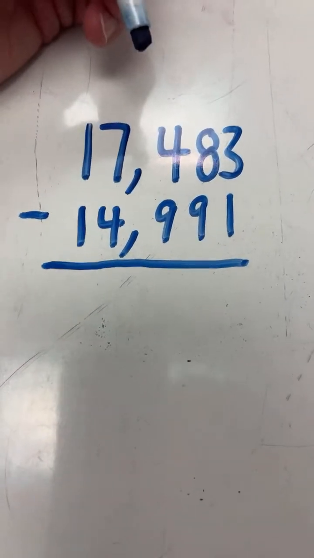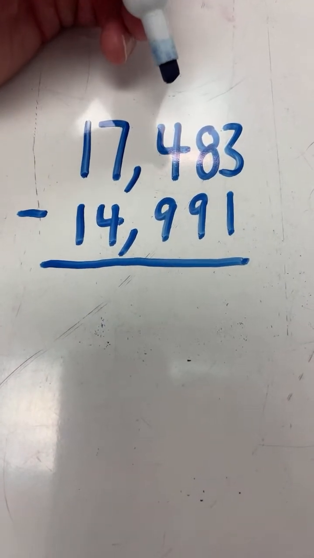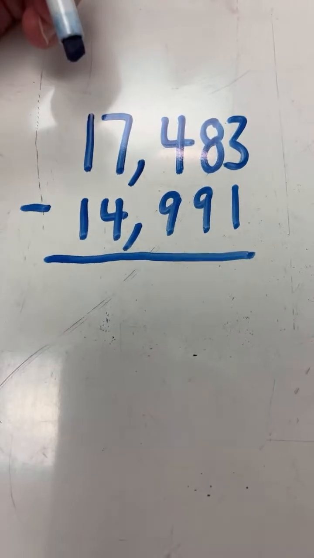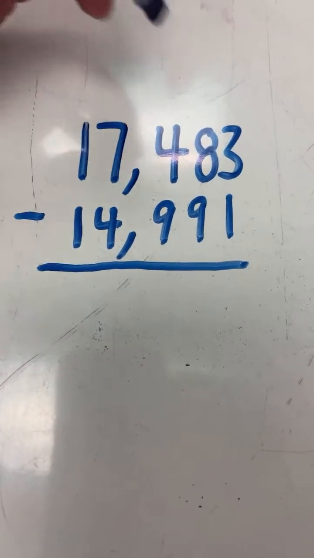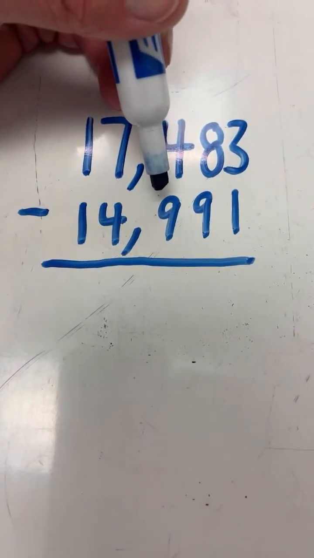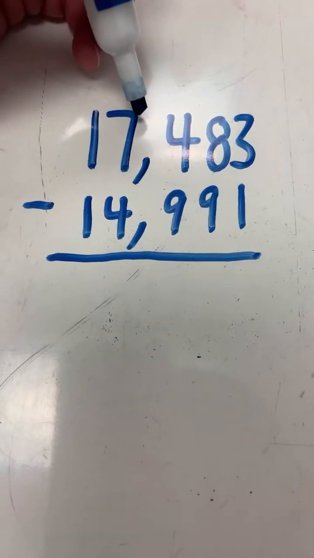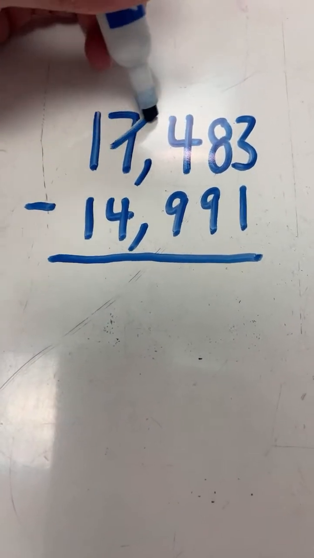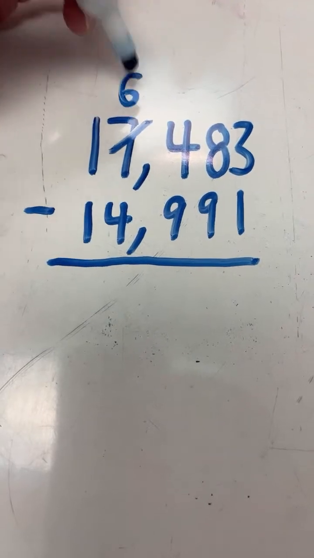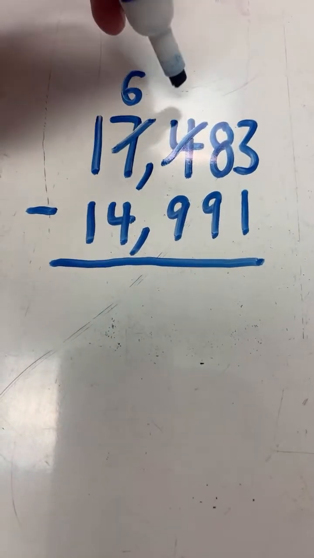So I see here that regrouping is needed in the hundreds place and in the tens place. You cannot start out with 4 and take away 9, so we're going to have to take a 10 from the thousands place here. The 7 is going to become a 6. The 4 is going to become a 14.